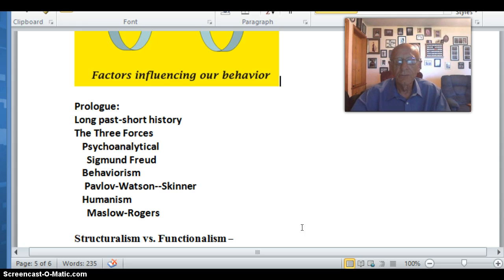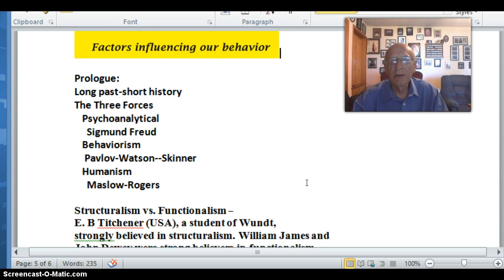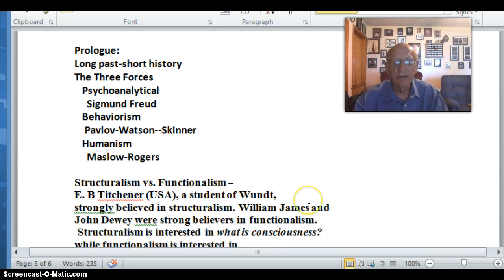Rogers came up with client-centered therapy. He very much wanted to focus on the individual himself, and not go back into the individual's life. Basically what Rogers says is that individuals are good. Behaviors may be bad, but individuals are good.